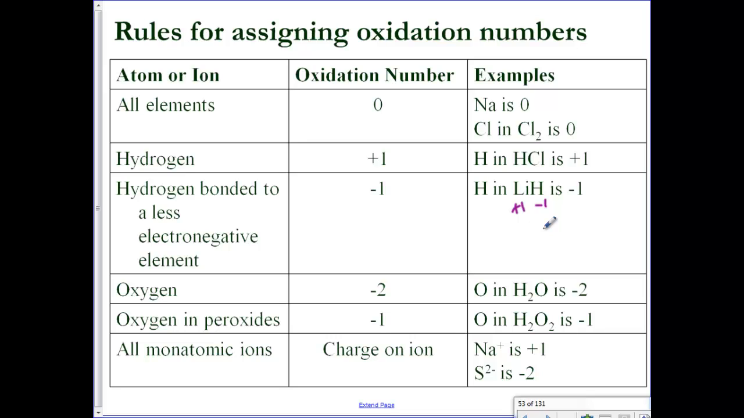Lithium doesn't really want to gain more electrons, it wants to lose the one it has. That makes sense? Remember when we draw these dot diagrams, lithium has 1 electron.